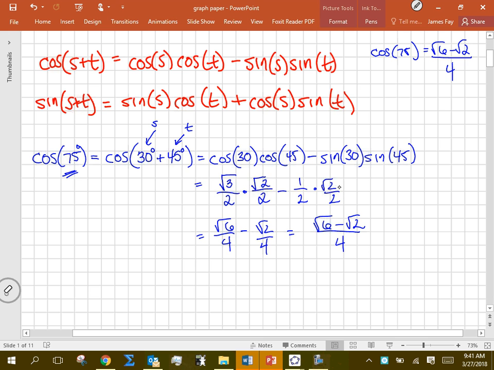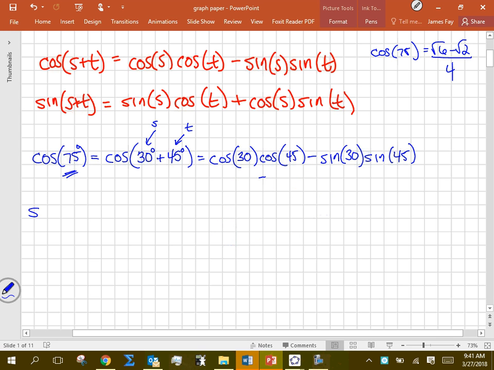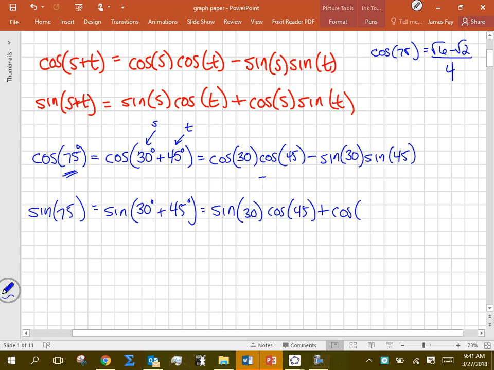Now, we should be able to do a similar thing with the sine. So we do sine of 75. Well, that is going to be broken up as the sine of 30 plus 45. So sine is going to be sine, cosine. We use the same sign that's there. And cosine, sine. Okay, so it's just fitting back into that formula with s and t being 30 and 45.